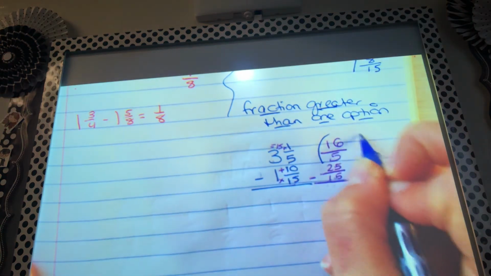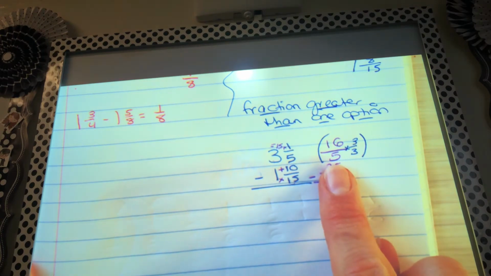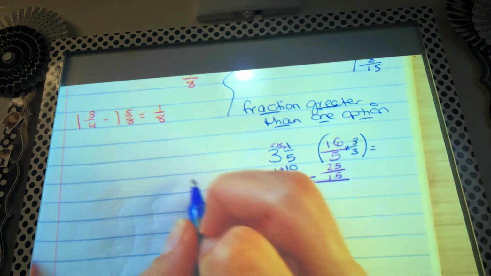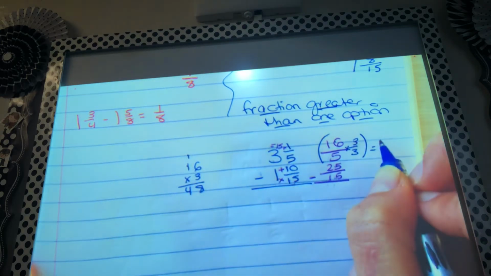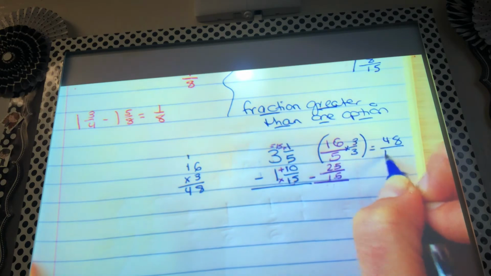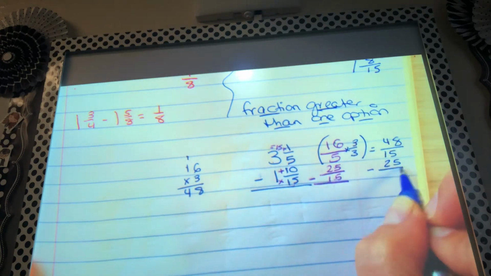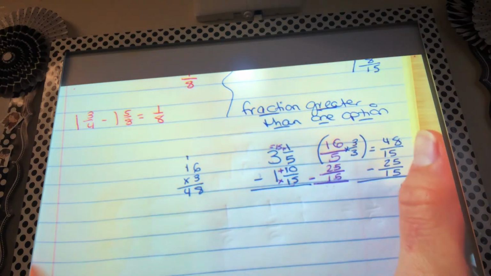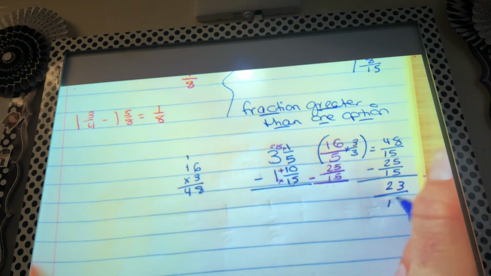So I know that I can use 3/3 as a whole to multiply to get the equivalent fraction in 15ths of 16/5. So 16 times 3, I'll write that over here to the side. 18, 3 and 4, that's 48. And then 5 times 3 is 15. Then I subtract. I already have 15ths here, so there's no need to change my denominator. And then I subtract 48 take away 25. Well, 8 take away 5, that's 3. 4 take away 2, that's 2. So now I have 23/15.